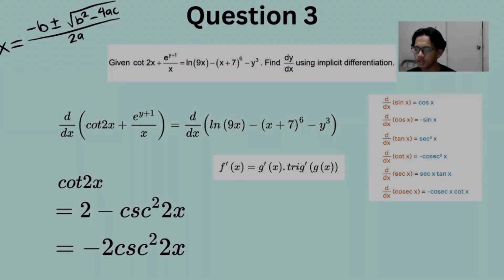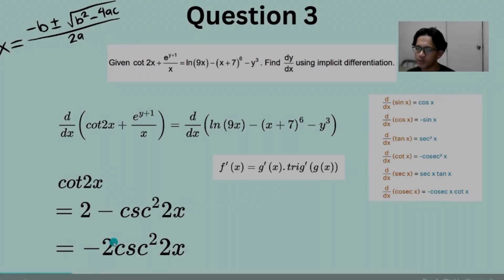So the first term is a trigonometric function. We need to use these two formulas to differentiate the trigonometric function. So first, differentiate 2x, we will get 2. Then the differentiation of cotangent, we will get negative cosecant squared x. Then we copy the 2x, we will get negative 2 cosecant squared 2x.